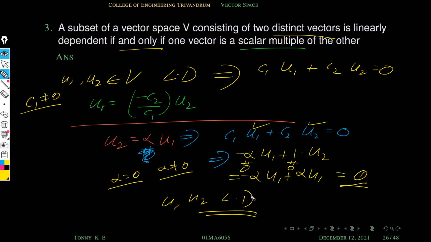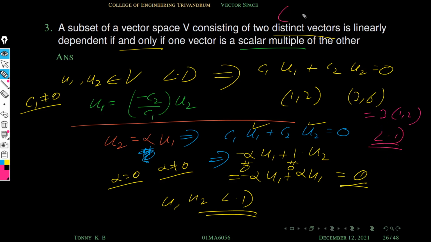We have to check whether two vectors are dependent or not. Suppose the set consists of two vectors, then we have to check: if both are 0, then okay, it is dependent. If they are non-zero vectors, then check whether one of them is a multiple of the other or not. For example, consider (1, 2) and (3, 6). It is clear that (3, 6) is nothing but 3 times (1, 2). That means one vector is a scalar multiple of the other. So they are linearly dependent.